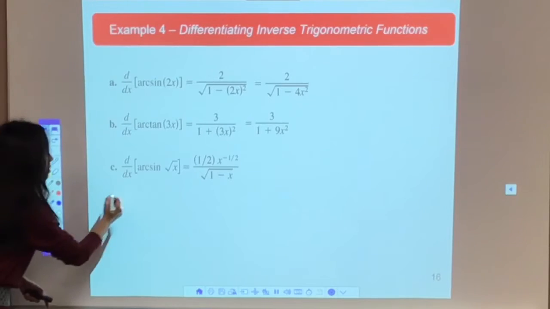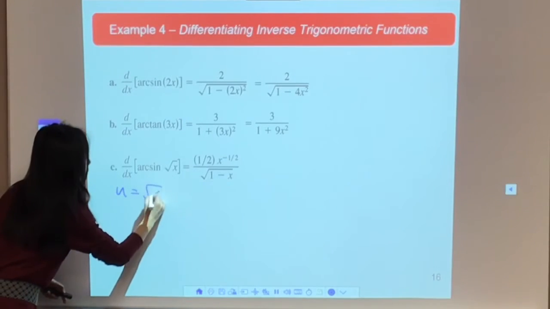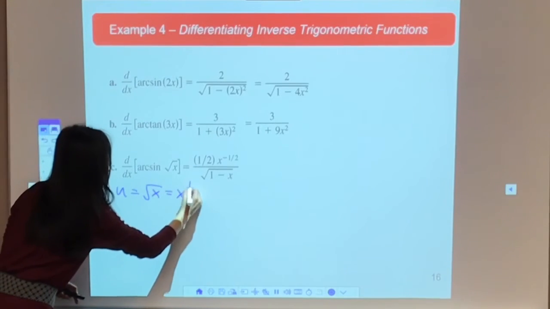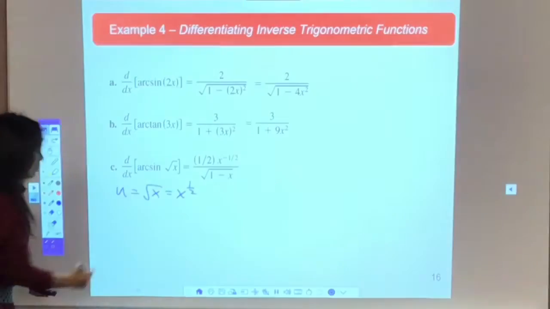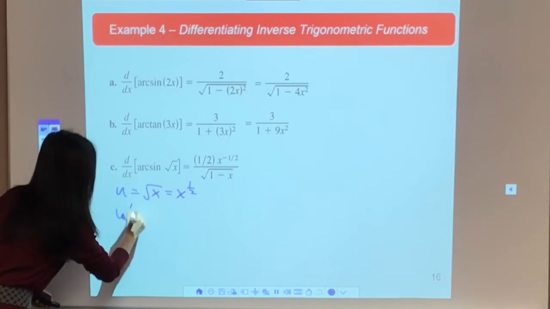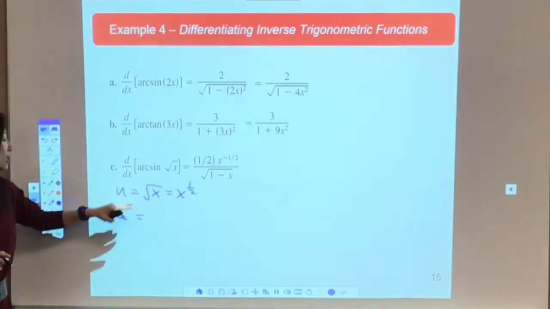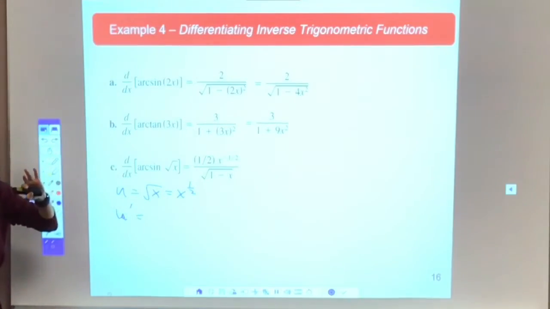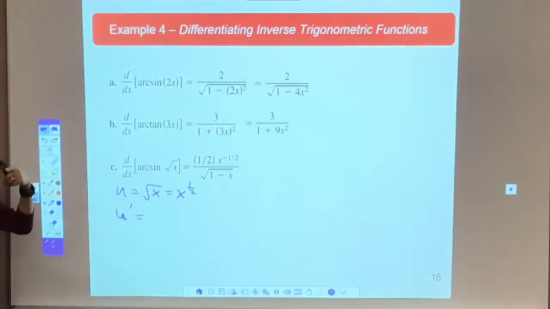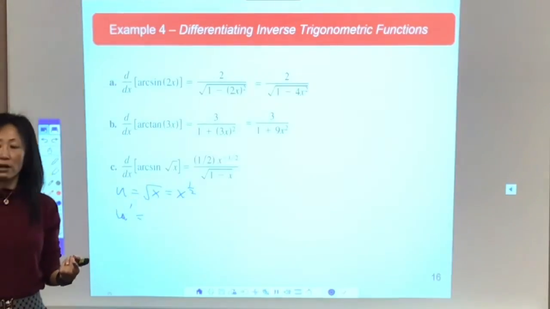All right, in this case my u is what? Square root of x. Can I rewrite it as x to the 1/2? So my u prime. By the way, when you take your exam or do your homework, please write down u and u prime and all that, so you will not be confused. And when I grade your paper, I need to see your work.